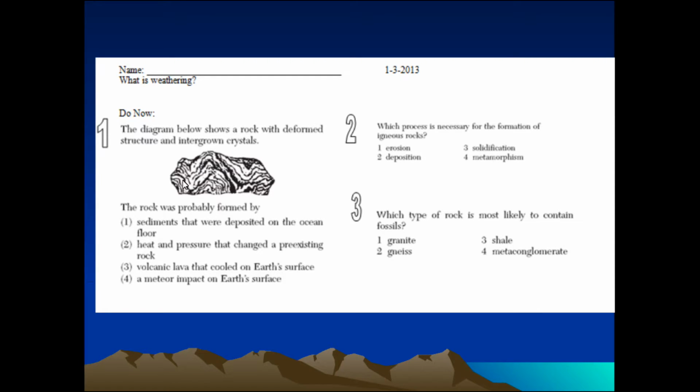It's a schistose rock. For number 2, which process is necessary for the formation of igneous rocks? Igneous rocks are created by lava solidifying, so that would be solidification. And then lastly, number 3, which type of rock most likely would contain fossils? And this one, really, there's only one type of rock that contains fossils, and that's sedimentary rocks, and that would be shale. Bonus points if you got that, because we really didn't talk much about these topics yet.